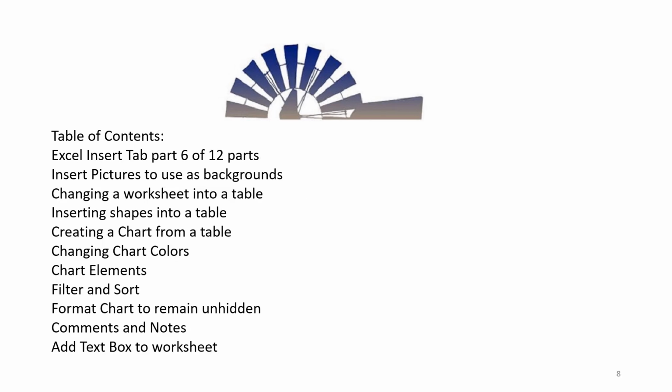Table of Contents, Excel Insert Tab, Part 6 of 12 parts: Insert pictures to use as backgrounds, changing a worksheet into a table, inserting shapes into a table, creating a chart from a table, changing chart colors, chart elements, filter and sort, format chart to remain unhidden, comments and notes, add text box to worksheet.